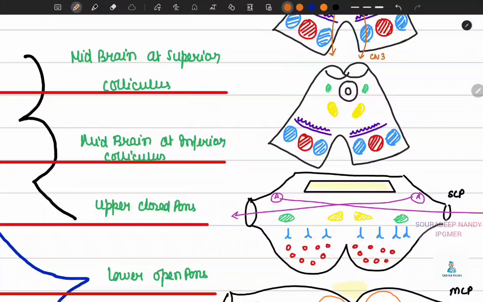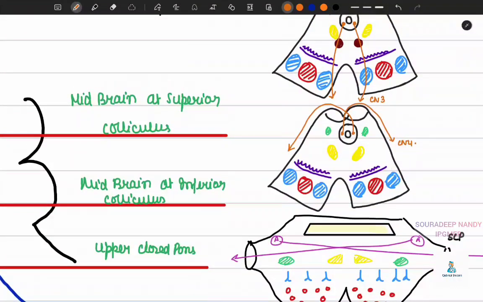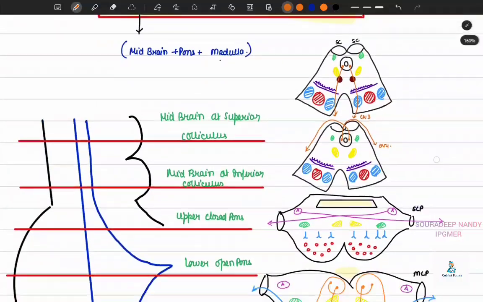Cranial nerve 4, which is the trochlear nerve. It crosses before exiting. So this is the only nerve which crosses before emerging out of the brainstem.